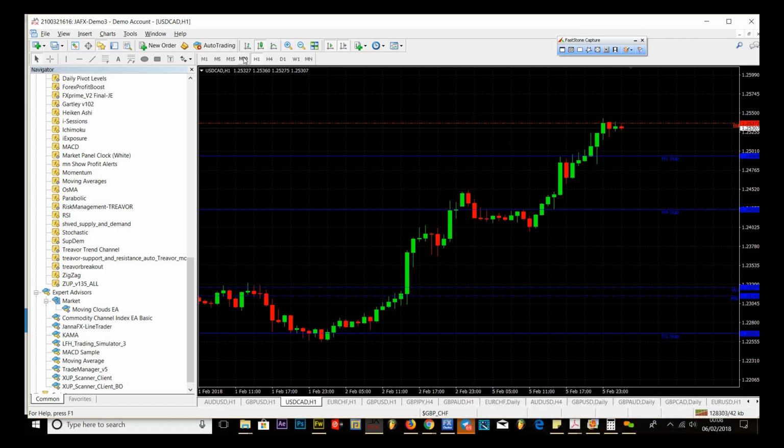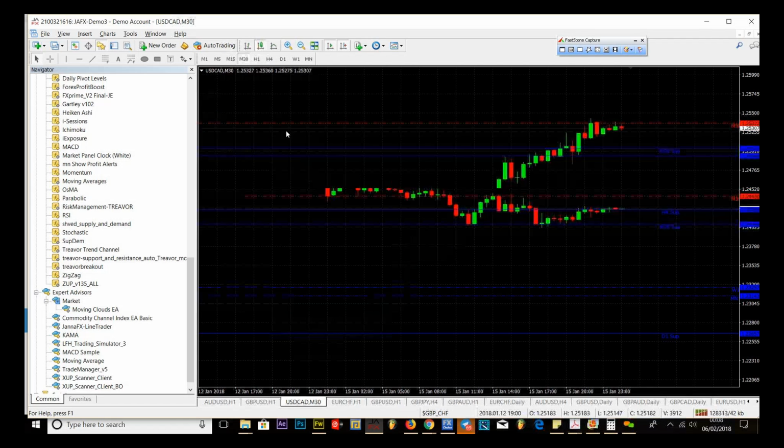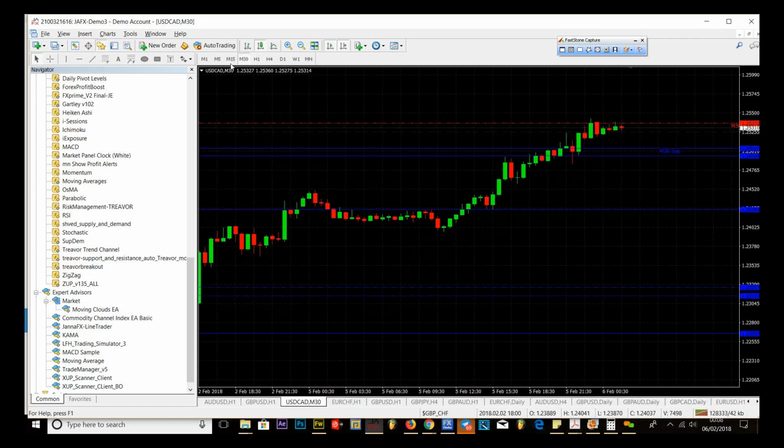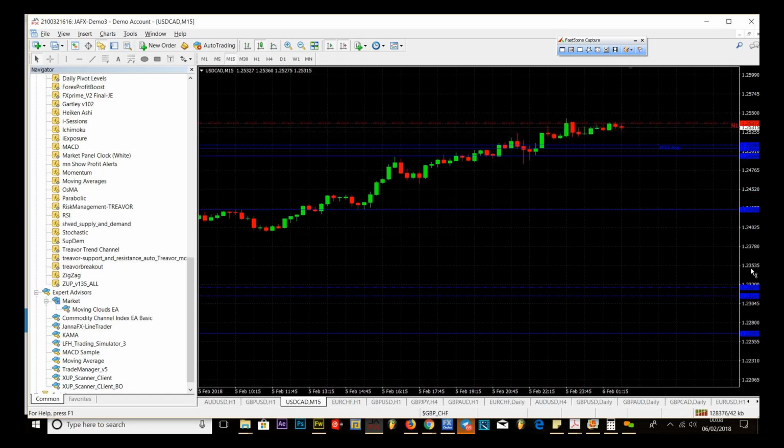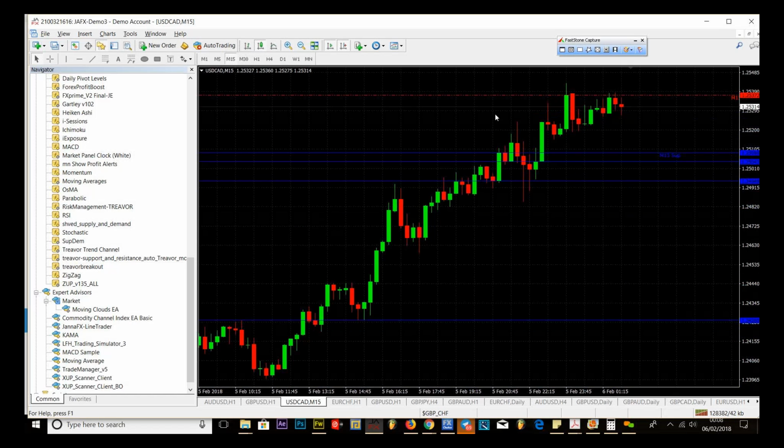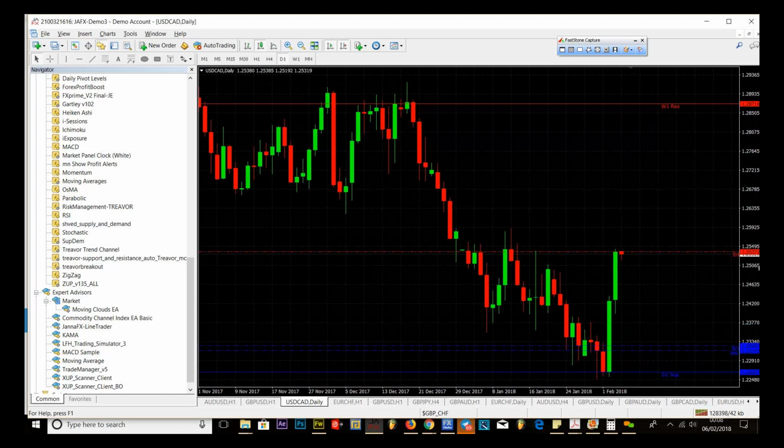So if you go to the smaller time frame, you will see it. You don't even need to draw these things yourself. The indicator draws it for you. Go to the higher time frame, you see it there. It's already identified your support and resistance lines. It's your daily support, daily resistance, and this is your daily support.